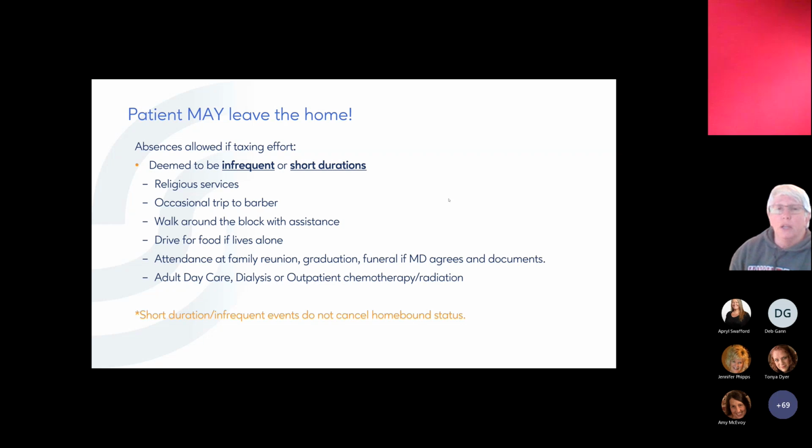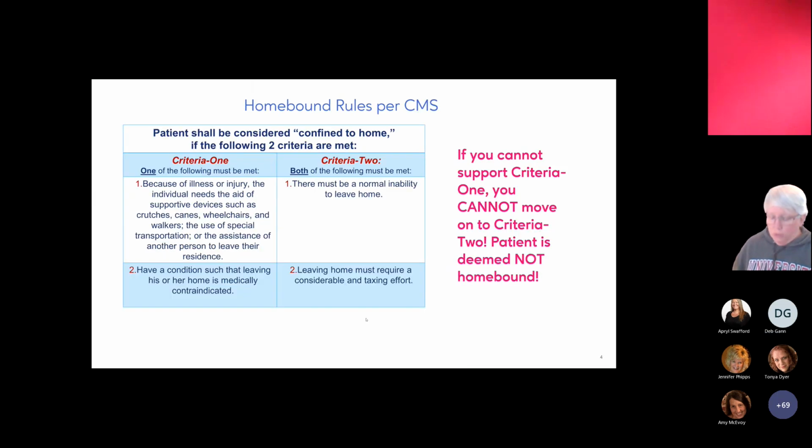Okay, so they can go out to adult daycare. They can obviously go out for the dialysis. You can't tell someone they can't go out for their medical treatment. Outpatient chemo, radiation, all that's fine. So again, short duration, infrequent events do not cancel someone's homebound status, but we have to be sure the documentation is supporting the effort involved and how they just can't go out willy-nilly on their own and just go playing around the Walmart lot.